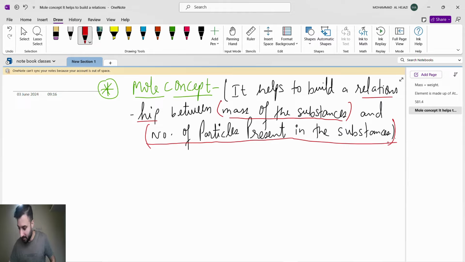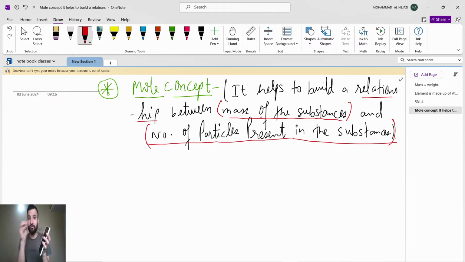Okay, yeah, sorry. So, mass of the substances, see what will happen here. Suppose this is a mobile phone. If I tell you the mass of the phone is 100 gram, you will tell me the number of particles present in the substance. The mass of this substance is 100 gram, so in 100 gram, how many particles are present?